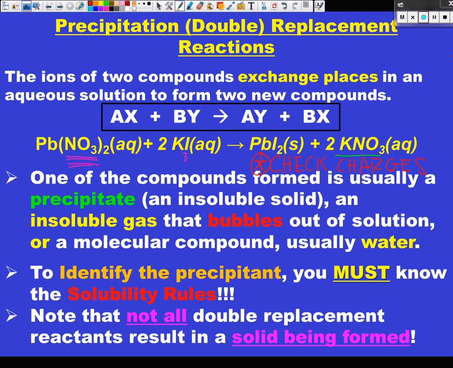Okay? Now, they call this, again, precipitate reactions. Does it always form a precipitate? No. What do you have to check? Your solubility rules. So one of the components formed is usually, I wouldn't even go as far as saying usually, I'd say more rare than not, a precipitate, which is an insoluble solid, an insoluble gas that bubbles out of solution, or a molecular compound, which is usually water. Now, this is the funky one. Let's go back and reread that.